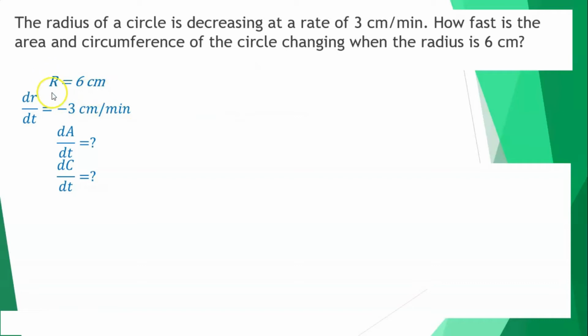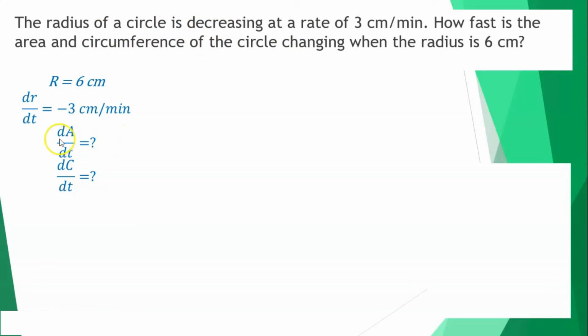Now take note, the radius here is 6 centimeters. Another given is 3 centimeters per minute. So that is the rate of change of the radius. So that's why it's dr/dt, the change in the radius with respect to time. Now take note, how come it is negative? It is negative because over time, the radius will decrease.